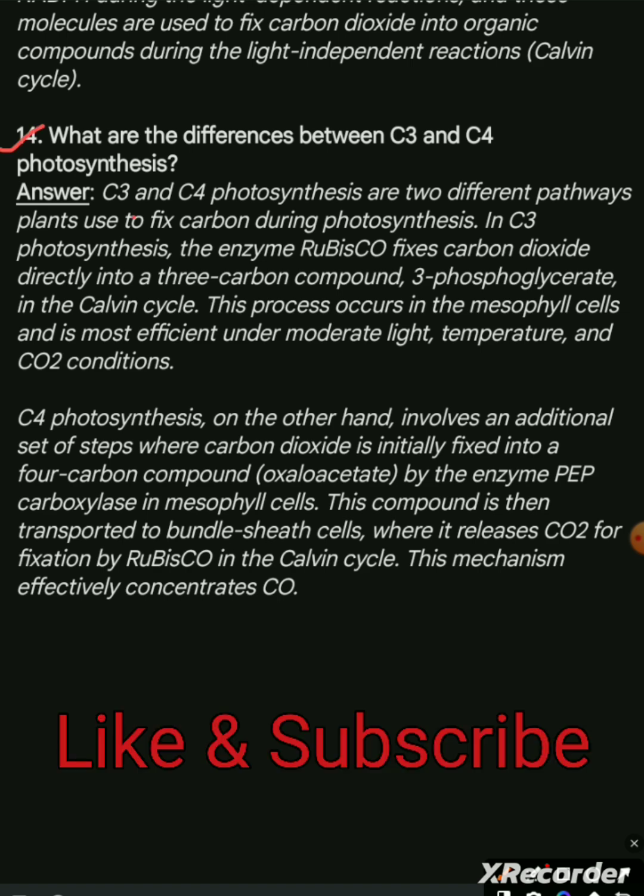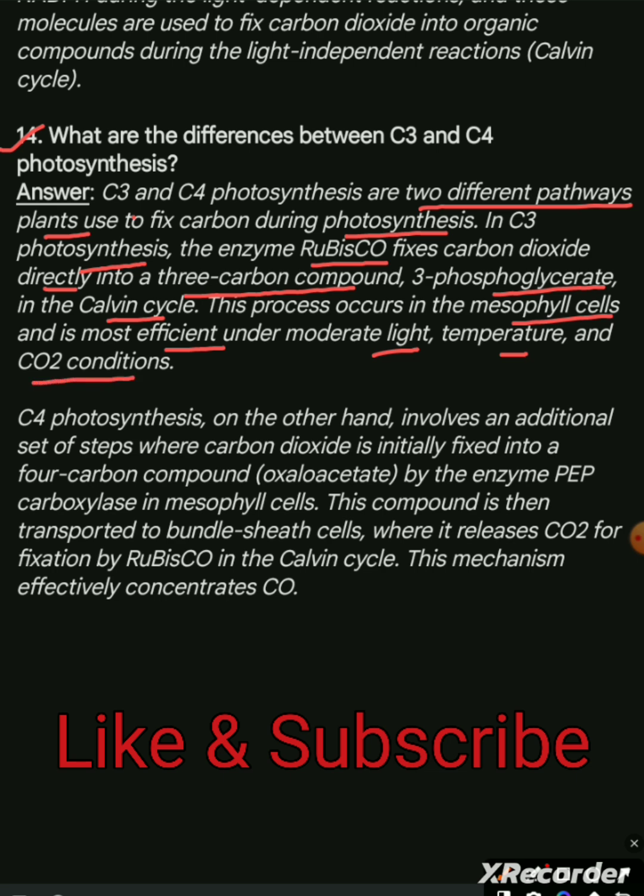C3 and C4 photosynthesis are two different pathways plants use to fix carbon during photosynthesis. In C3 photosynthesis, the enzyme Rubisco fixes carbon dioxide directly into a 3-carbon compound, 3-phosphoglycerate, in the Calvin cycle. This process occurs in the mesophyll cells and is most efficient under moderate light, temperature and CO2 conditions.